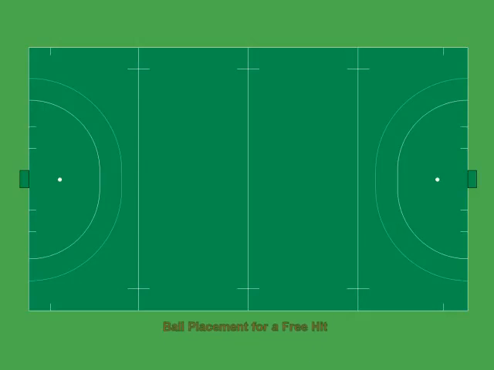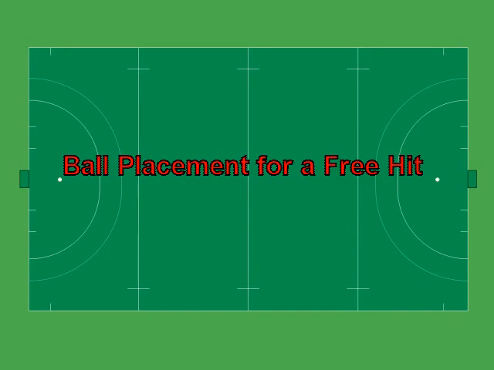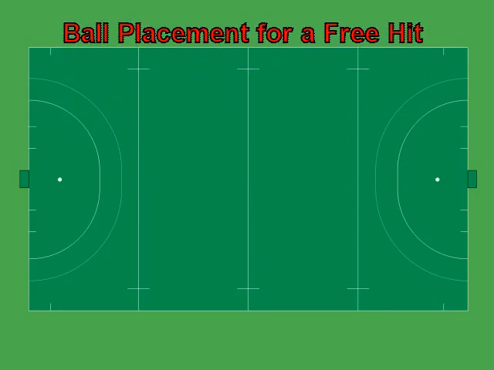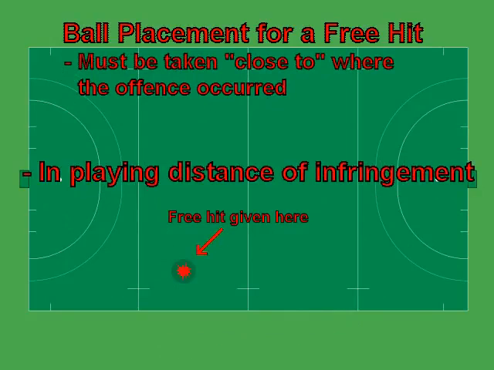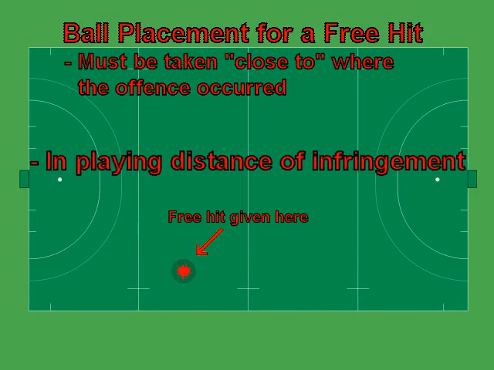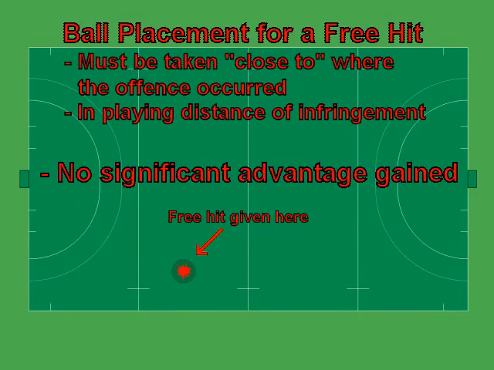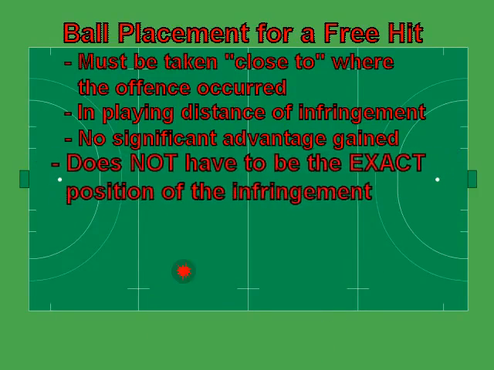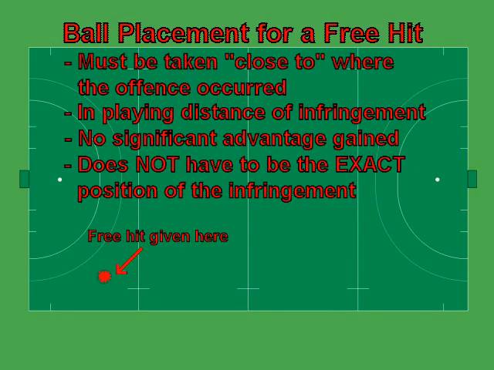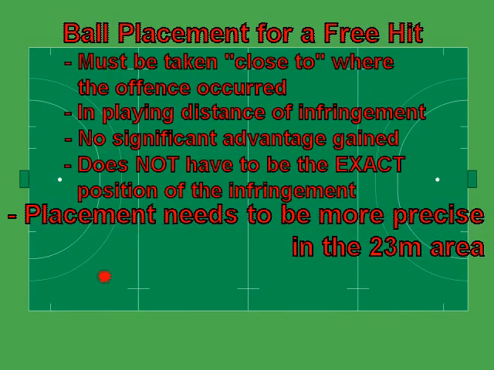And finally, there's the ball placement for a free hit. As with last year's rules, when a free hit is given, it must be taken close to where the offence occurred. Close to means in playing distance of where the offence occurred, and with no significant advantage gained. It doesn't mean it has to be in the exact position. The location from which the free hit is taken must be more precise when it's in the 23-metre area, however.